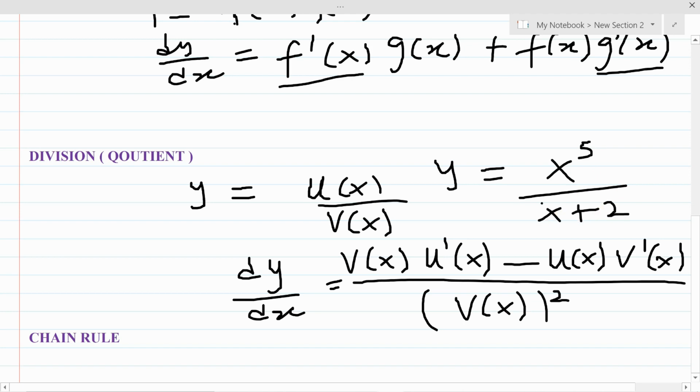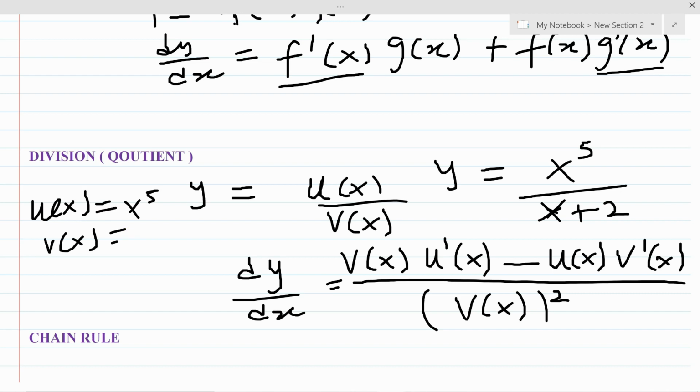Okay, so with this we can't do anything to this, but just try to differentiate. It means my u of x is equal to x to the power 5, and my v of x is equal to x plus 2. Now the first thing we should do here is find the derivative of the top one, x to the power 5, and that will give us 5x to the power 4. Then multiply by just x plus 2.